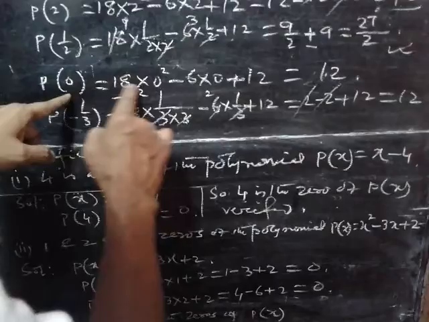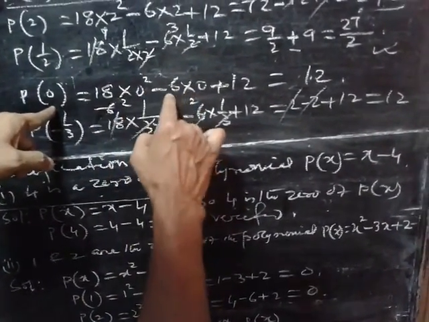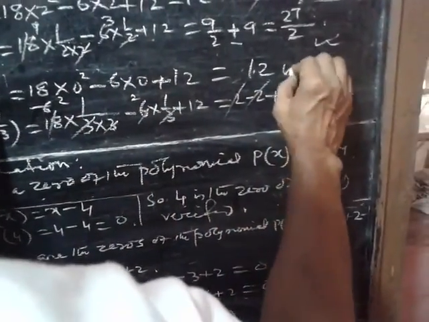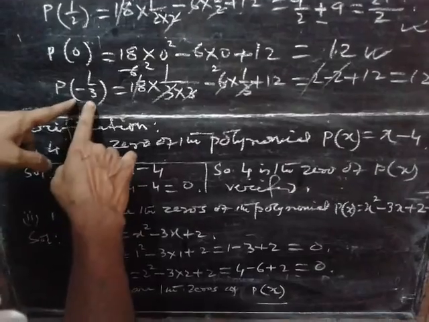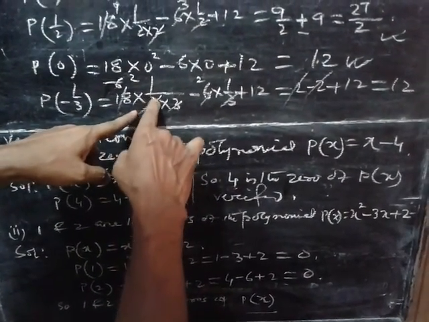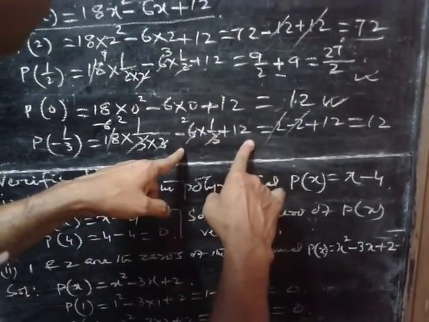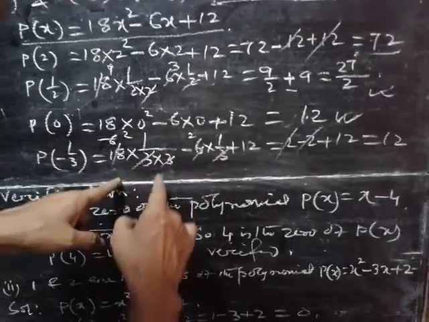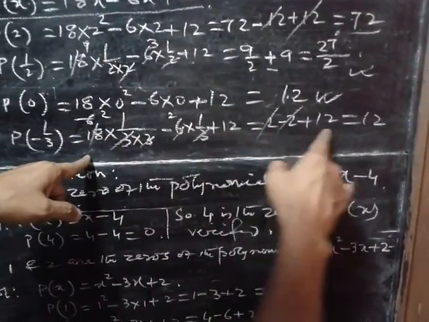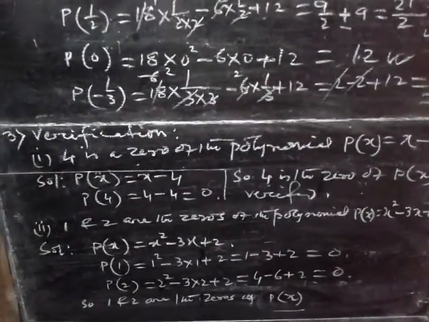p(0), where x is 0, put 0 once again. 18 into 0 square minus 6 into 0 plus 12. So these parts are 0, then its value is 12. p(minus 1 by 3): it is 18 into (1 by 3) square, means 1 by 9, minus 6 into (minus 1 by 3) plus 12. So it is coming 2, and it has come also 2. 2 plus 2 has come plus 12, that is actually 16. And these are the values of this polynomial.